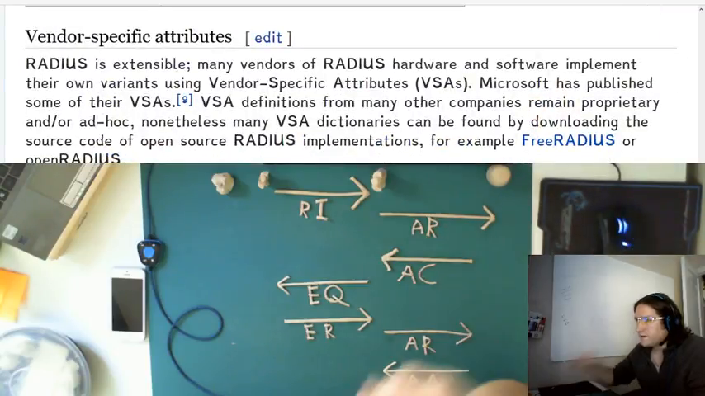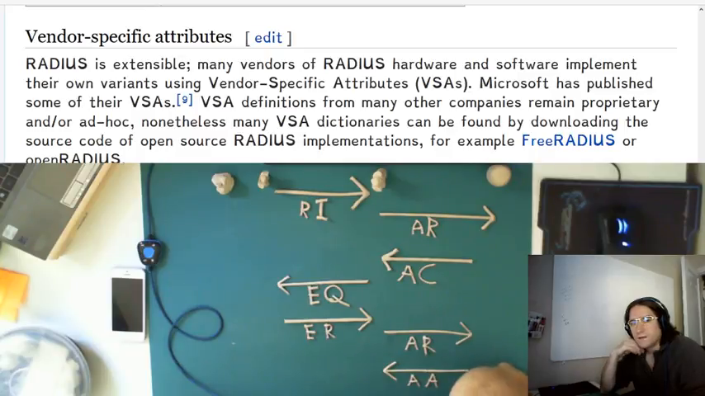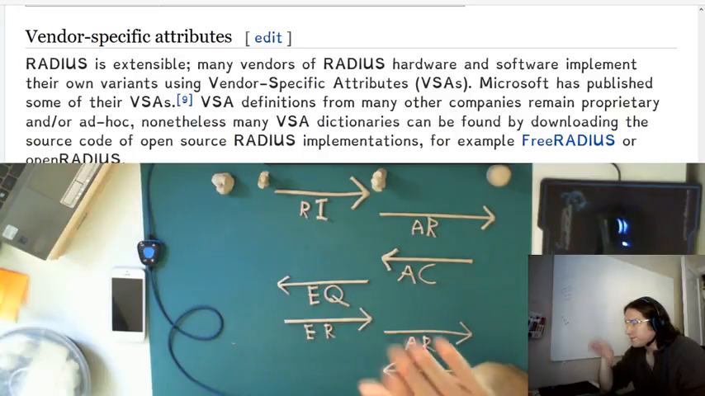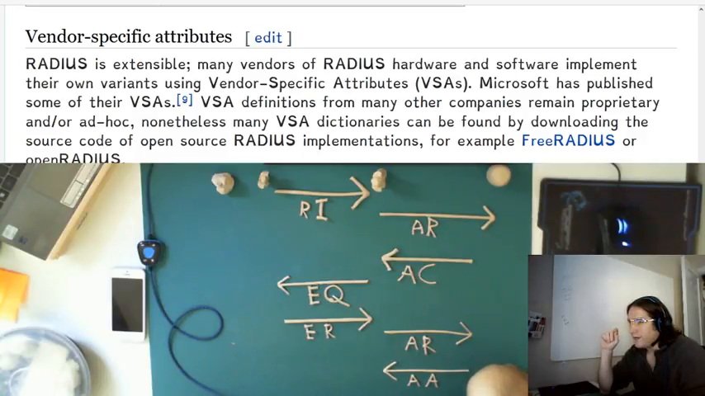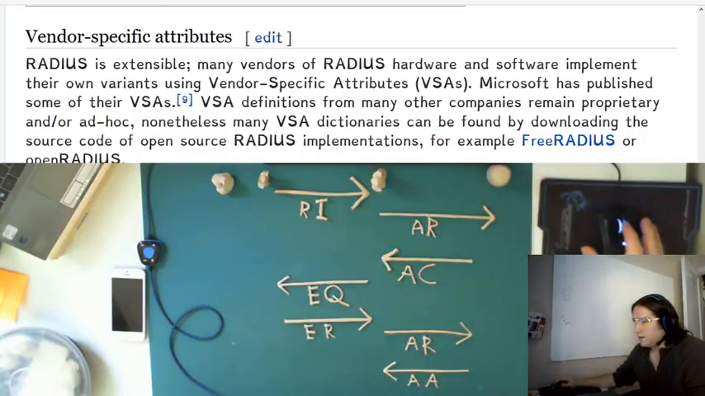Vendor-specific attributes. RADIUS is extensible. Many vendors of RADIUS hardware and software implement their own variants using vendor-specific attributes. Microsoft has published some of their VSAs. Definitions from many other companies remain proprietary and/or ad hoc. Nonetheless, many VSA dictionaries can be found by downloading the source code of open RADIUS implementations, for example FreeRADIUS or OpenRADIUS.